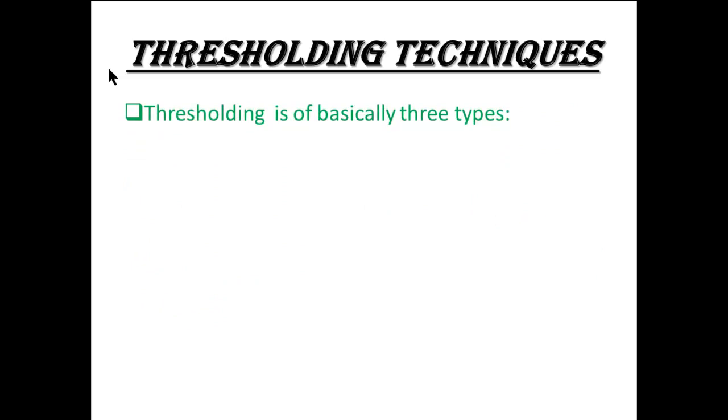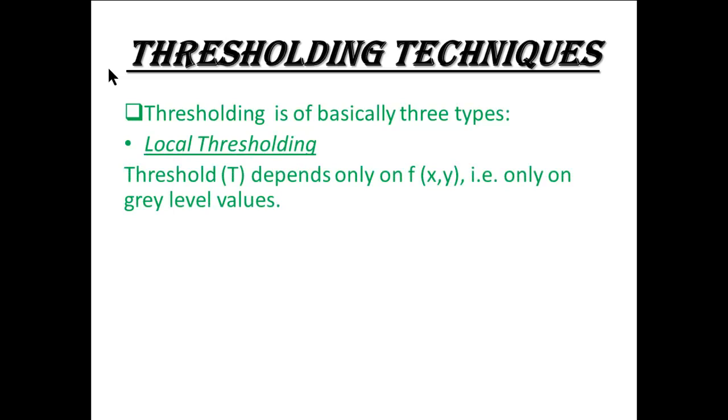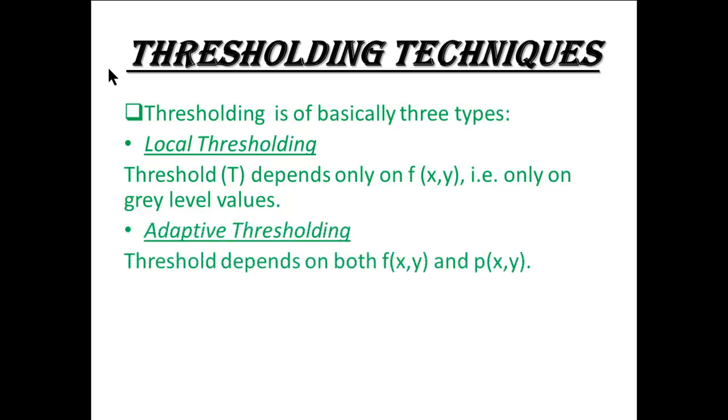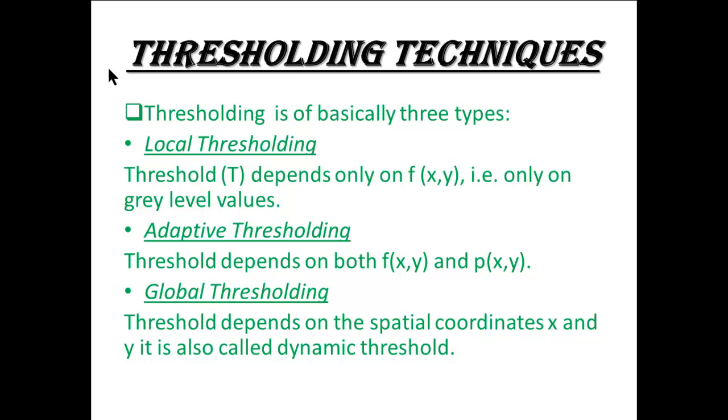Thresholding is basically of three types. Local thresholding: the threshold T depends only on f(x, y), that is, only on gray level values. Adaptive threshold: the threshold depends on both f(x, y) and p(x, y). Global thresholding: the threshold depends on the spatial coordinates x and y. It is also called dynamic threshold.